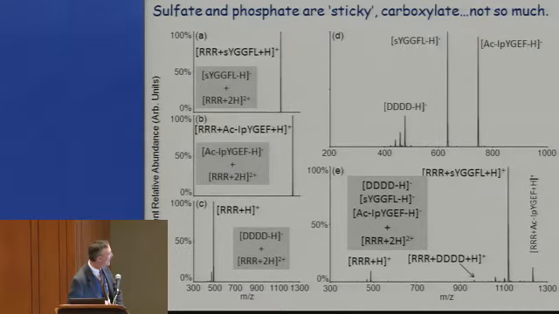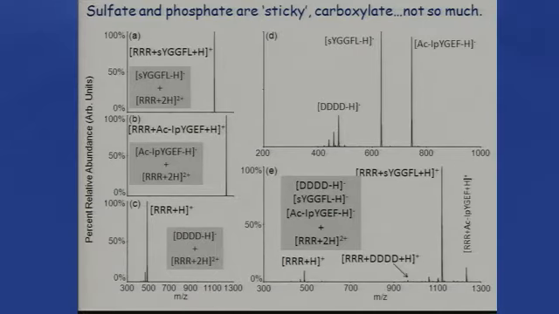So here's a phosphopeptide. We do the charge inversion experiment. You basically see 100% adduct formation. That's what we want. And so here's poly-D, which has just got carboxylates, and we do the charge inversion experiment, and it gets neutralized, and all you see is the singly protonated reagent. So that's because the sulfate and phosphate are sticky, and the carboxylate's not so sticky. Right? There's actually a significant difference there.